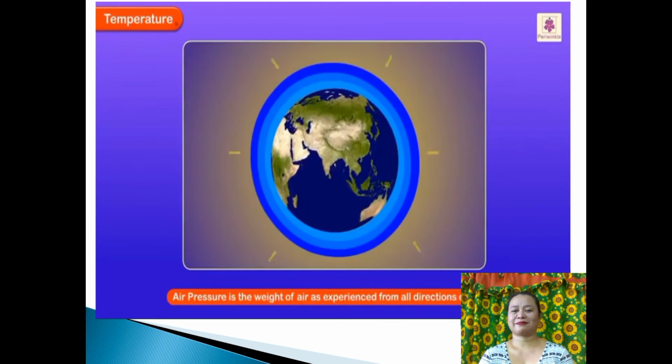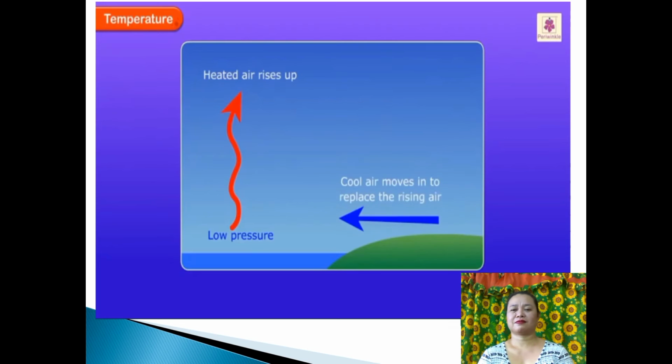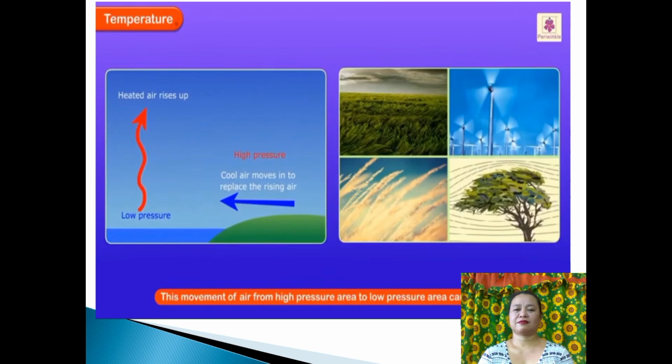Air pressure is the weight of air as experienced from all directions on land. When air heats up, it rises and creates an area of low pressure on the Earth's surface. The surrounding cool air moves in to replace this rising air. This air comes from areas where the pressure is high. This movement of air from high pressure area to low pressure area causes wind.